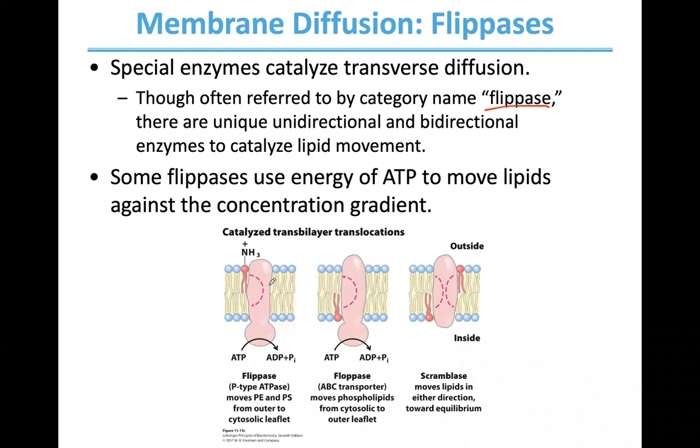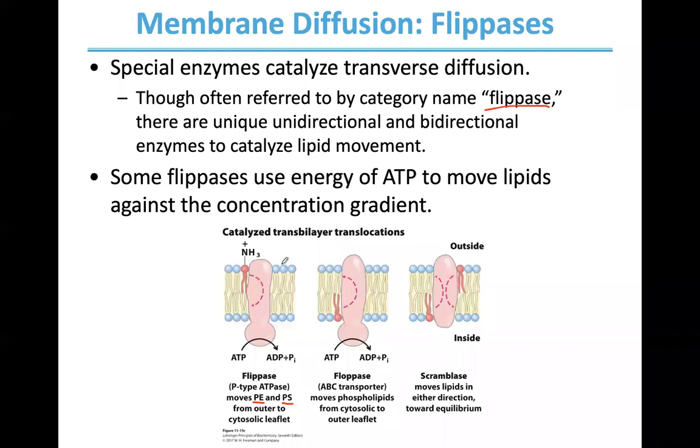So the flippase by itself is the molecule that uses the energy of ATP, and it will move, for example, phosphatidylethanolamine, or PS, phosphatidylserine, from the outer to the cytosolic leaflet. As you remember, for example, phosphatidylserine predominantly lives in the inner layer of the cell membrane.